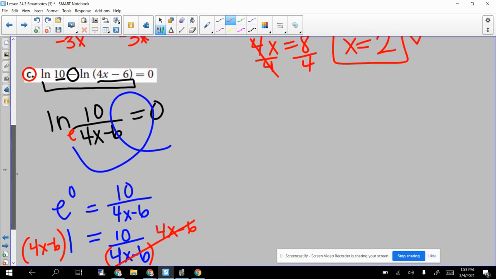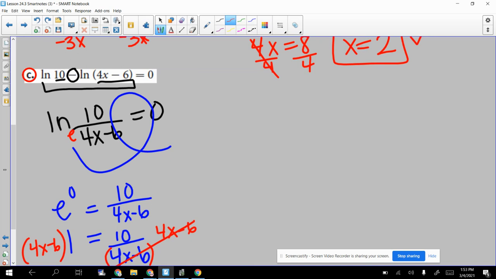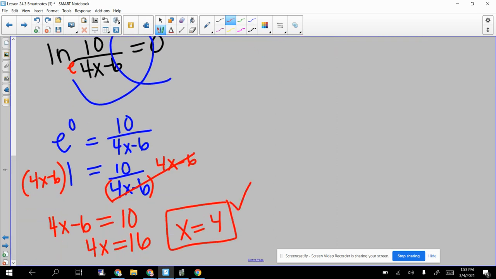Okay, and I can check my work if I plug that back in. Natural log of 10 minus natural log of 4 times 4, which is 16, minus 6, which is 10. So natural log of 10 minus natural log of 10 is 0. Yeah, that would be true.